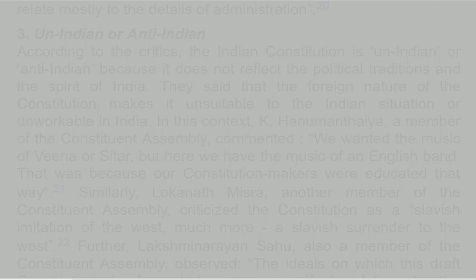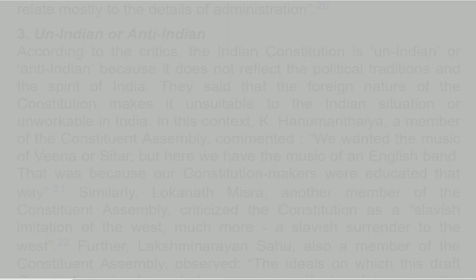Ingredients of the preamble. The preamble reveals 4 ingredients or components. 1. Source of authority of the Constitution. The preamble states that the Constitution derives its authority from the people of India. 2. Nature of Indian state. It declares India to be a sovereign, socialist, secular, democratic and republican polity. 3. Objectives of the Constitution. It specifies justice, liberty, equality and fraternity as the objectives. 4. Date of adoption of the Constitution. It stipulates November 26, 1949, as the date.